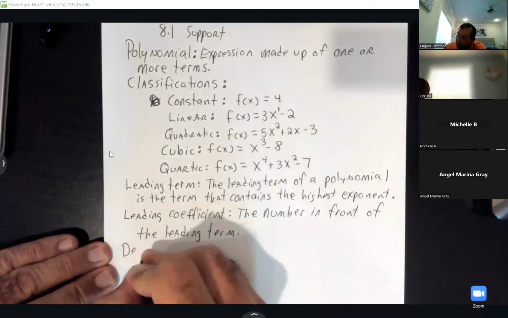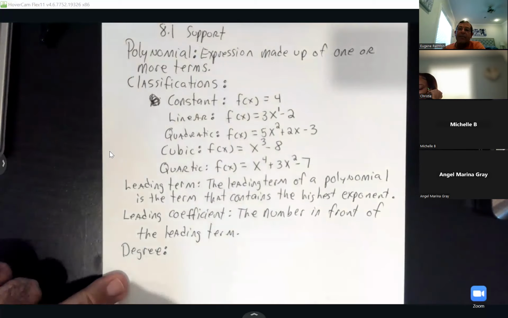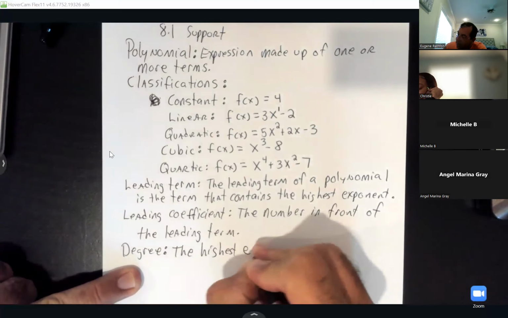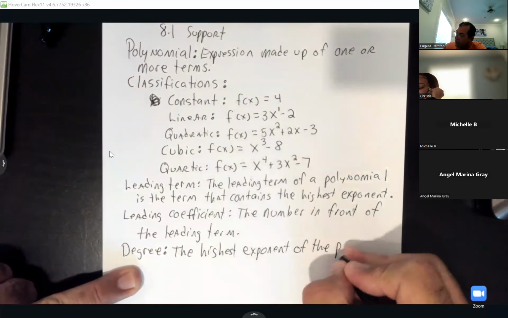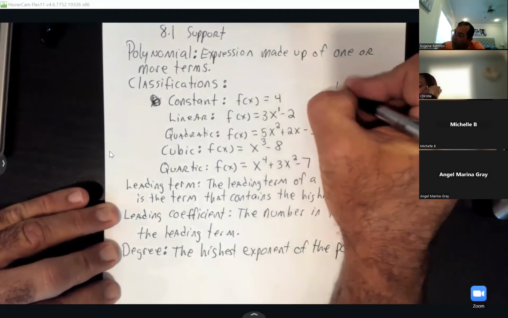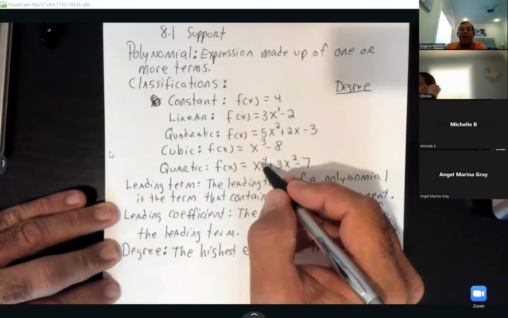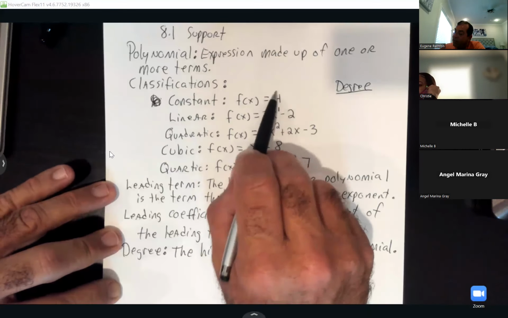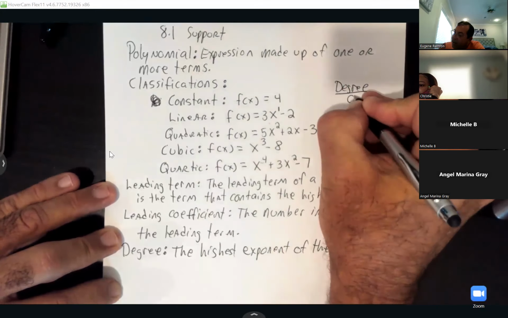Then we look at the degree. The degree is the highest exponent of the polynomial. So over here, I'm going to write the degree of each of my 5 polynomials. On a constant polynomial, since there's no variable there, that would have a degree of 0.